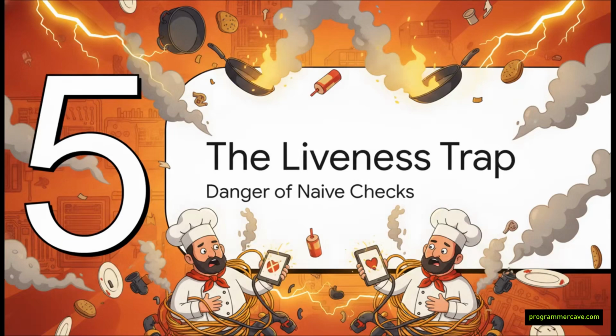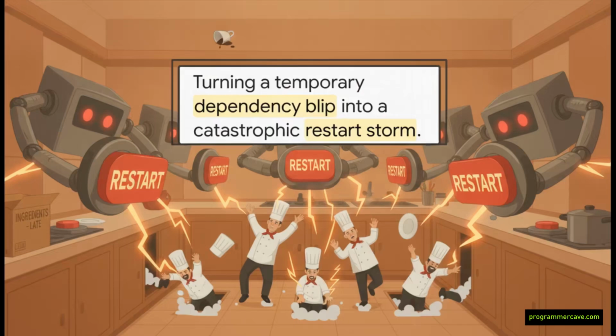All right, moving into part 5, the deadly liveness trap. These probes are incredibly powerful tools, but I have to warn you, setting them up naively can introduce a massive, catastrophic flaw into your architecture. We're talking about accidentally turning a minor, temporary dependency blip into a catastrophic system-wide restart storm.